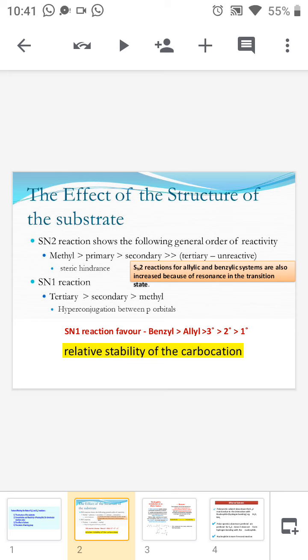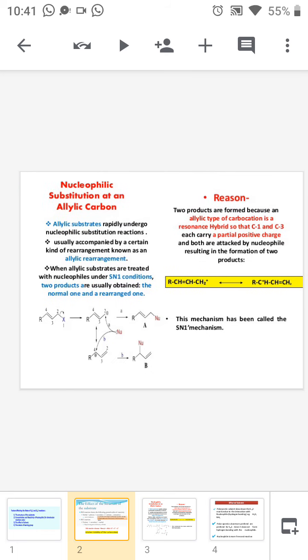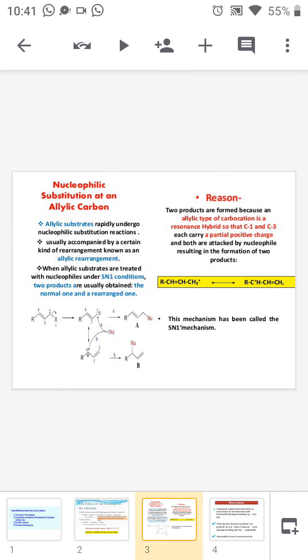So we have to give more importance to the stability of the carbocation in SN1 reaction. And the stability is governed by the hyperconjugation effect, as in the case of the primary, secondary and tertiary alkyl halide. Now we are moving into the allylic group.